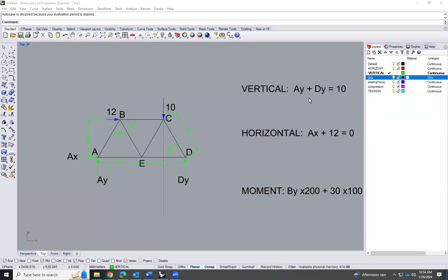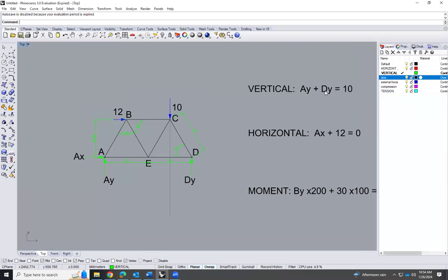And now we have to apply the equations. So what's the vertical equilibrium? Here we have all the forces that go up, and here we have the forces that go down. I have assumed these directions. It can change. If we have a negative value, then that means that the arrow should face the other way around. So what goes up in this case is AY plus DY. These two forces go up. What is going down? 10. So these two forces going up equals 10.